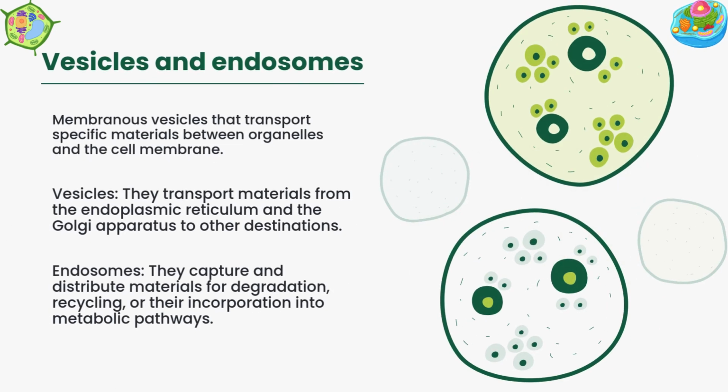Vesicles and endosomes. These are membranous vesicles that transport specific materials between organelles and the cell membrane. So vesicles transport materials from the ER, or the endoplasmic reticulum, and the Golgi apparatus to other destinations. Then our endosomes capture and distribute materials for degradation, recycling, or their incorporation into metabolic pathways.